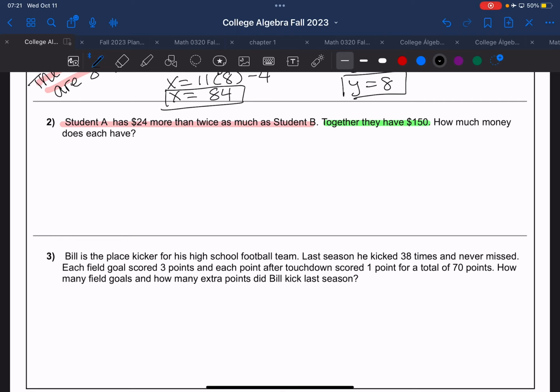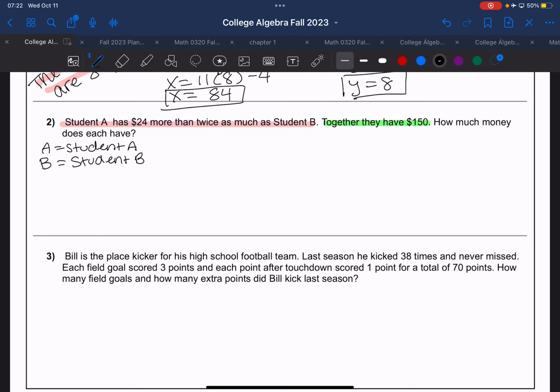A and B. So A is representing student A and B is representing student B. You could choose X and Y. It doesn't matter as long as you're telling me which ones you're using. So this says student A has.